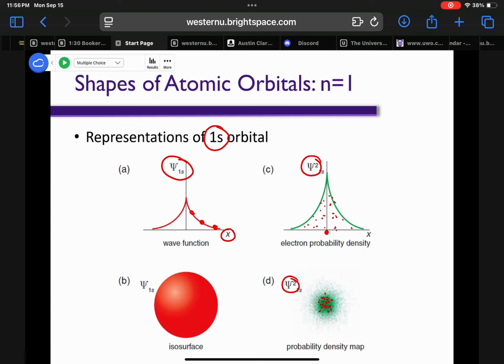Most likely, it's found closer to the nucleus. As we go out, it's less likely. So this probability density map probably gives us the best idea of where we're going to find that electron. Statistically, most often close, sometimes a little further away.